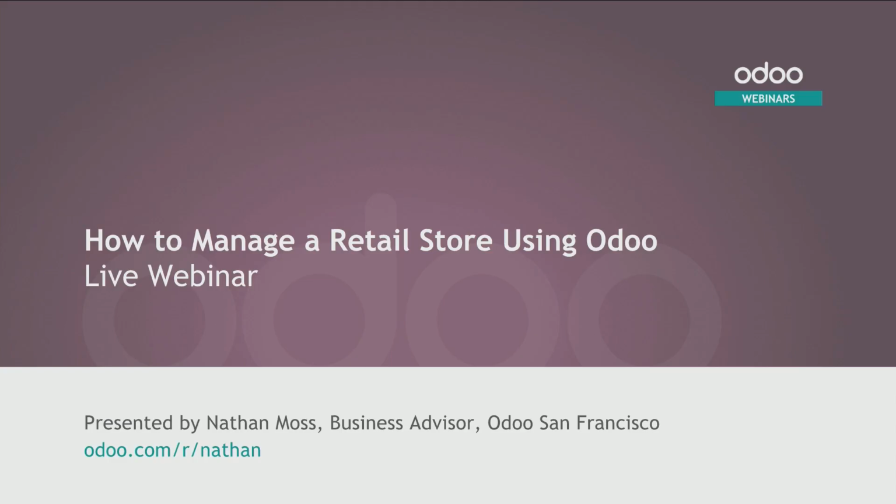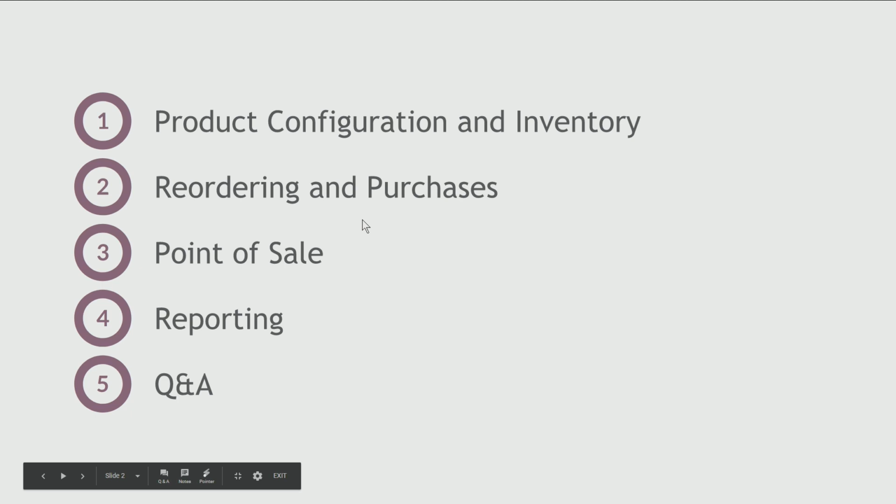Okay, so here's an agenda for our webinar today. Let me just switch over to slides for you. Today we're going to walk through a product configuration and inventory. We'll actually access our inventory app. We'll create a new product and configure how it will be presented in our point of sale, as well as on our e-commerce store. Then we'll purchase products from our vendors.